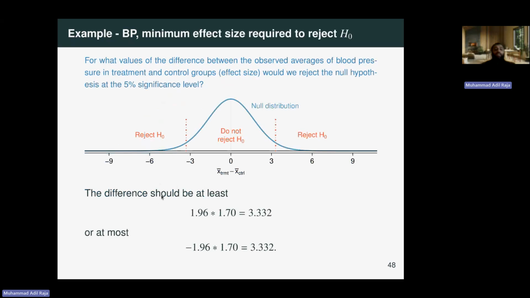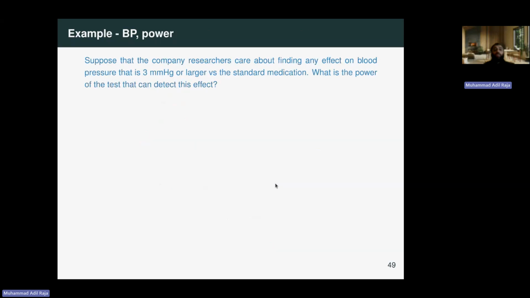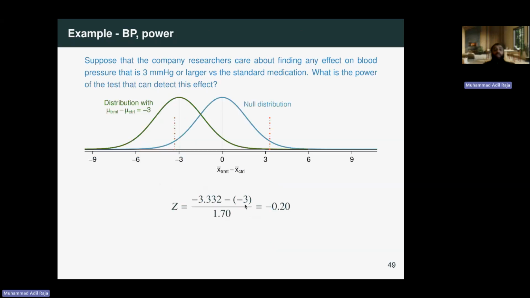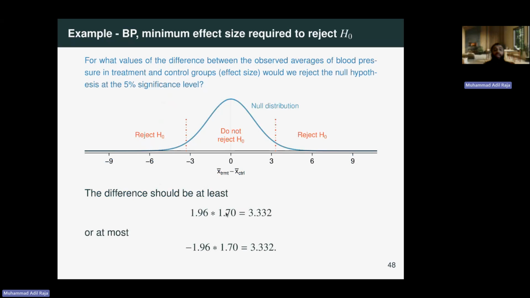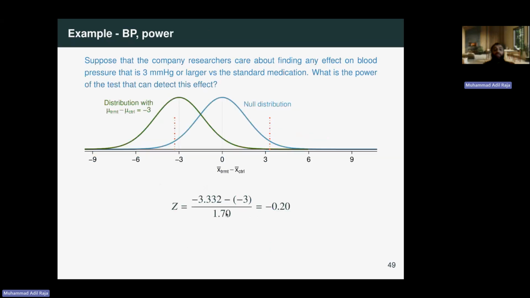That the difference should be at least 3.332 or minus. So these should be minus 3.332 and plus 3.332. Okay, so minus 3 is this, and we divide it by the standard error, which is 1.7. We know it. We computed it last time, and we get a z-score of minus 0.2.